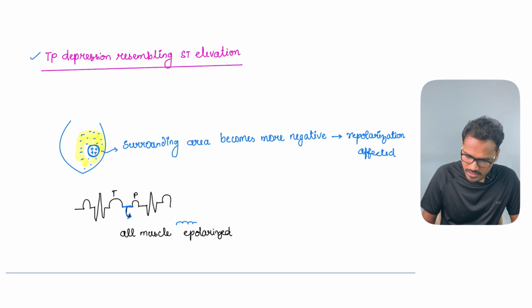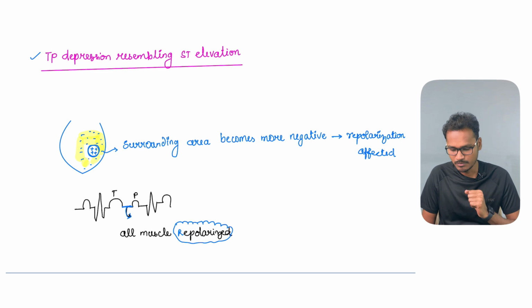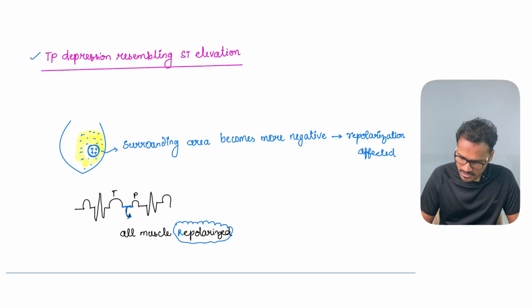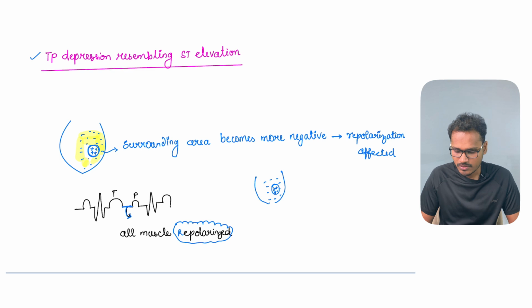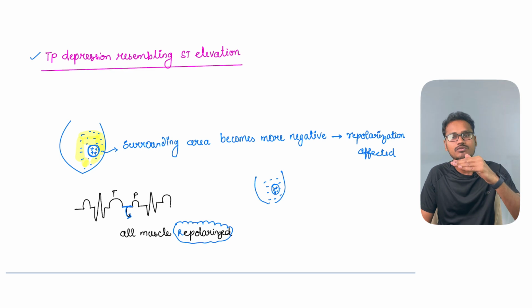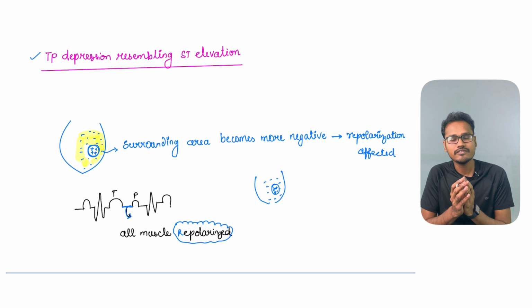When all the ventricular muscle is becoming repolarized, what will happen? They will get a flat line, which is the TP segment. But right now what has happened? In the surrounding tissue, we are having excessive negativity. So what will happen to this TP segment? The TP segment was happening because of the complete negative charges. Now there is excessive negativity, so slightly the TP segment will come down.